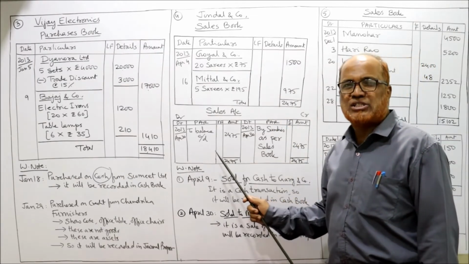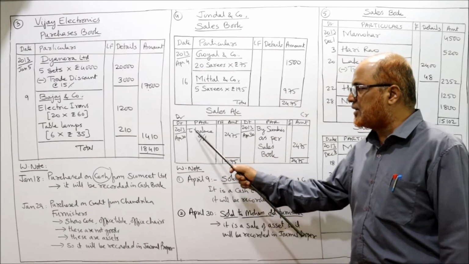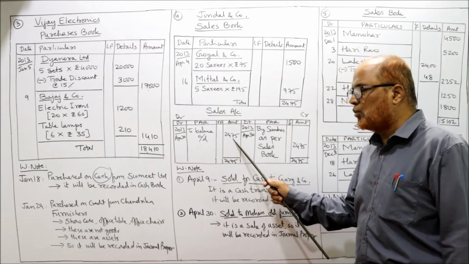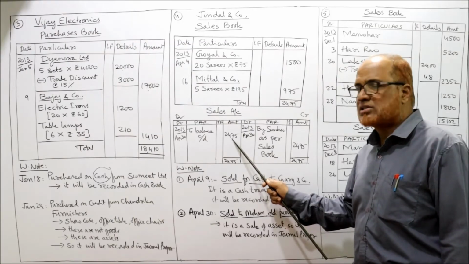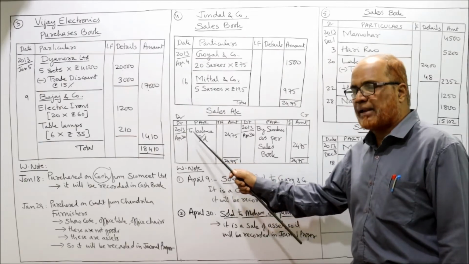Now I'll take the balancing. Balancing means both the totals will be the same. On the debit side, to balance carried down 2475. 2475 is the balance carried down, 2013 April 30th.